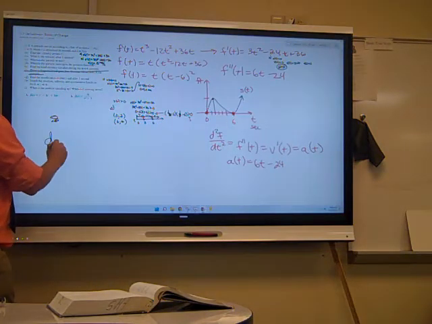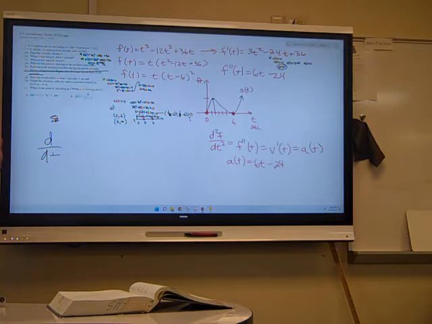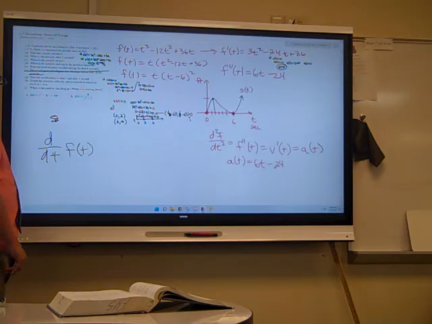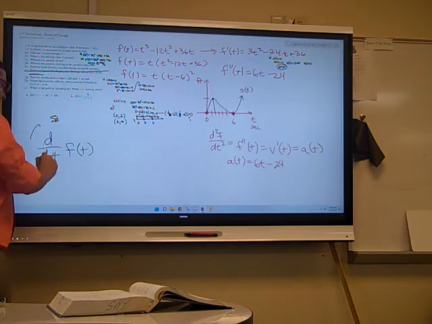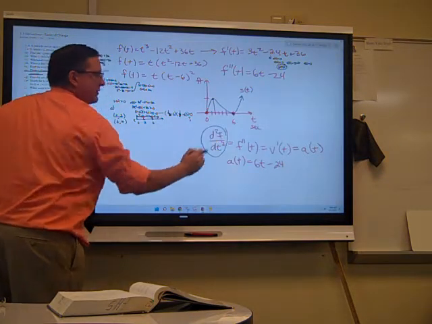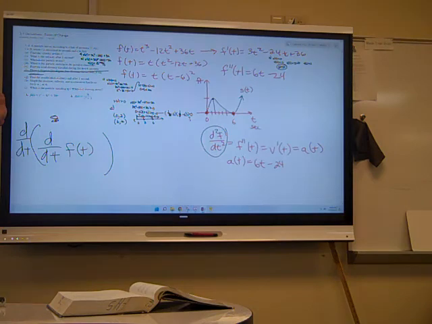So guys, I want to be clear. Do you guys understand this means take the derivative? I want to take the derivative of f of t. That's the first derivative. Then I want to take the derivative of the derivative. What's d times d? D squared. What's dt times dt? dt squared. Look at our notation: d squared f over dt squared. That's where it comes from.